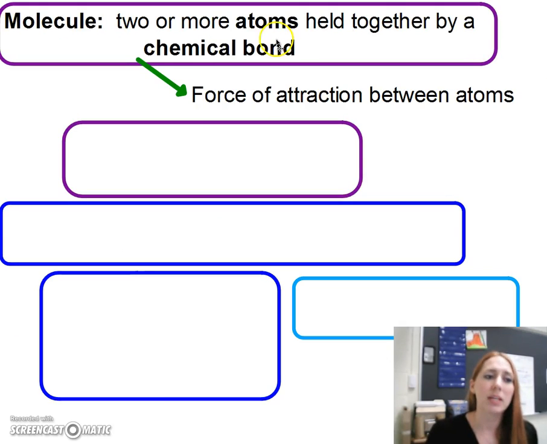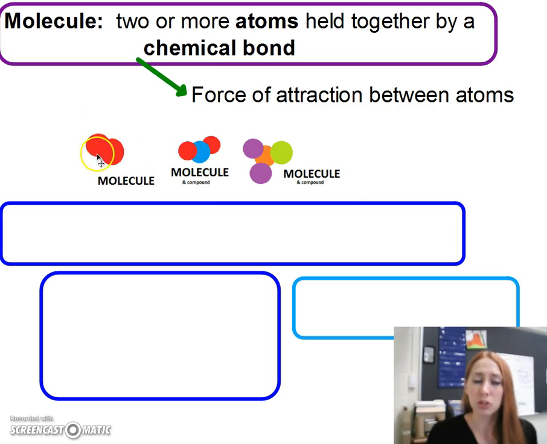Now a molecule is simply two or more atoms that are being held together by a chemical bond. A chemical bond being a force of attraction between atoms. We'll be talking about specific chemical bonds in future units. Now molecules could be represented by two red dots stuck together. This happens to be a molecule that is also an element. Or in this case, we've got multiple atoms stuck together that happen to be different, which makes them into compounds.